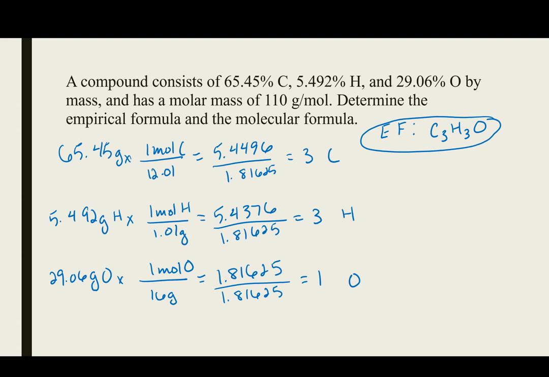To solve for my molecular formula, I'm going to add up the mass, 3 carbons, 3 hydrogens, and 1 oxygen. And I'm going to get a mass of 55.06. Then I will take my molar mass over my empirical formula mass. So I'm going to do the molar mass that was given to me, 110, over my empirical formula mass that I just added up, and that gives me about 2.